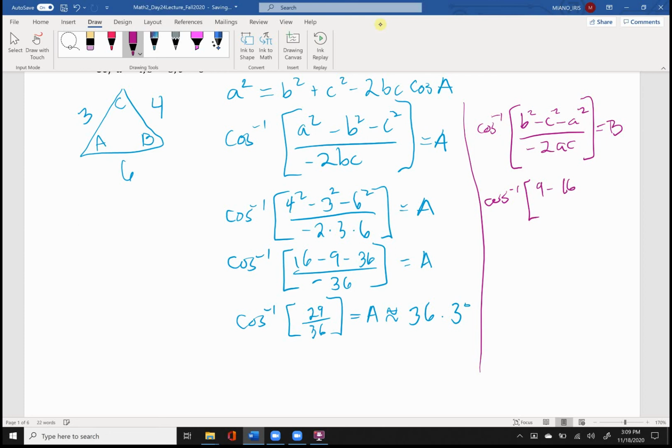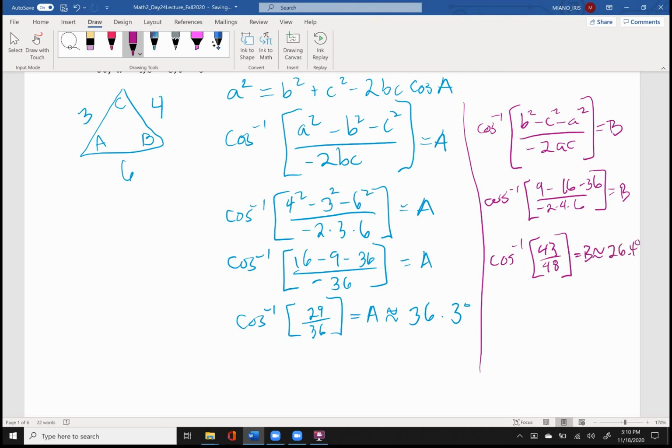I'm going to just jump some 36 over -2 times 4 times 6 equals b, and so that'll give you that you're going to cosine inverse. You simplify that down some more and you'll get 43 over 48. And the negatives will cancel. So that'll give you b, which is approximately 26.4 degrees.